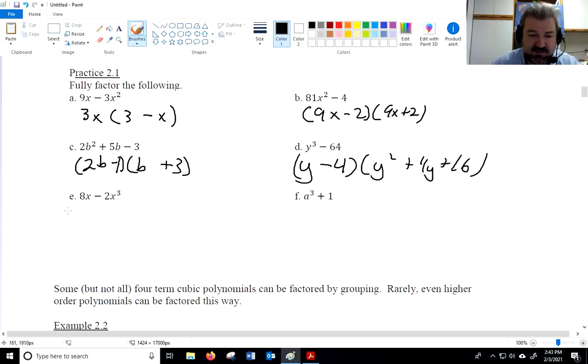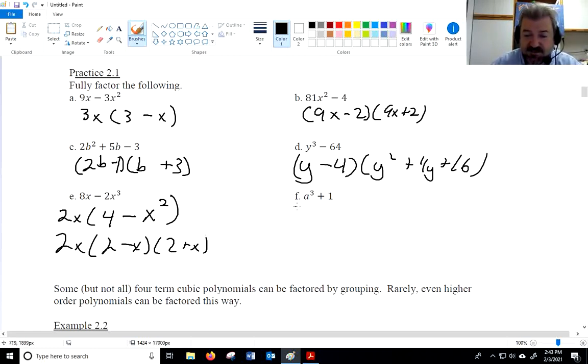All right, let's try the next one. I'm going to factor out a 2x, which leaves me with 4 minus x squared. And I'm not going to stop there because I can factor 4 minus x squared as 2 minus x, 2 plus x. All right, once I get my sum of two cubes pattern, I have a plus 1. And then I square the a, change the sign when I multiply a and 1 together, and then square the 1.